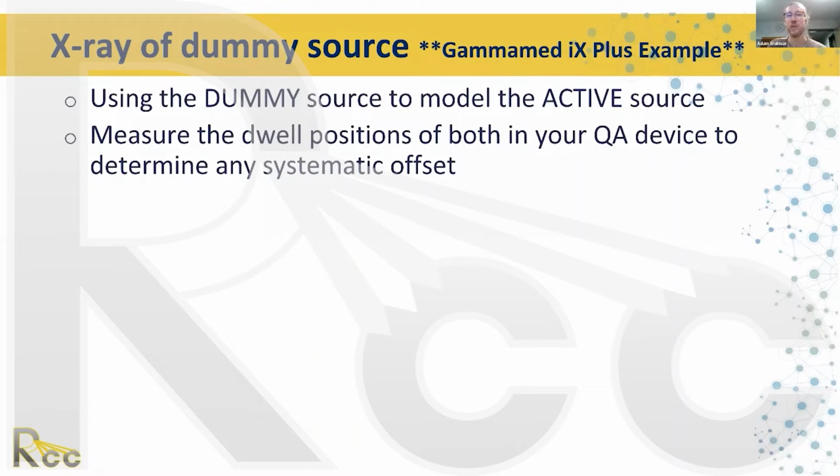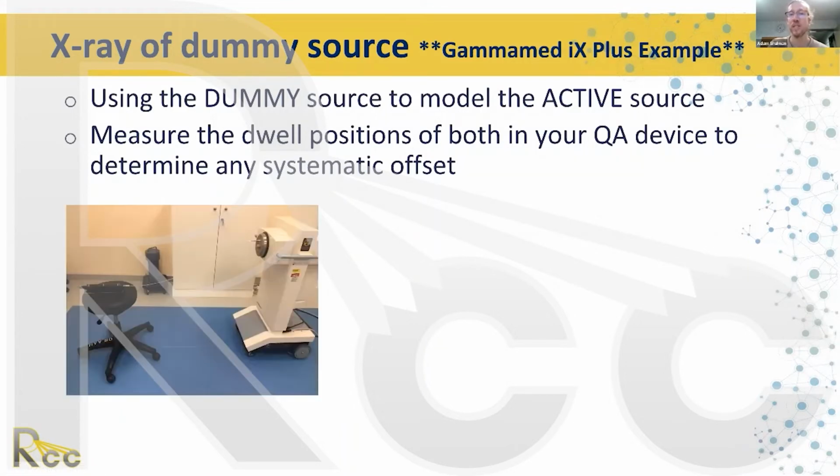So, X-ray dummy source. Again, this is a Gammamed IX Plus example. Use the concepts being taught, but don't use the exact distances or measurements that I tell you, because they may be different on your system, but the principles of what I'm teaching are the same. So that's an important thing. Use the dummy source to model the active source. Measure the dwell positions of both in your QA device to determine if there's any systematic offset.